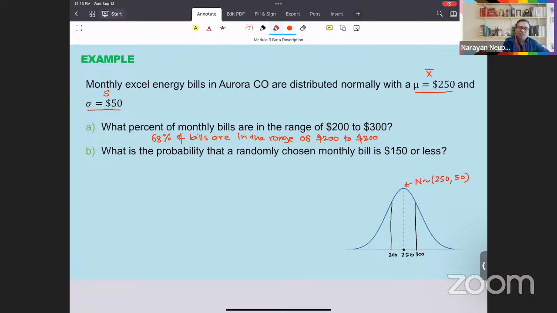The second one involves a little more work. The question here is, what is the probability that a randomly chosen monthly bill is 150? Let's complete this diagram. We went up to one standard deviation. Let's go to two standard deviations and see what we get.